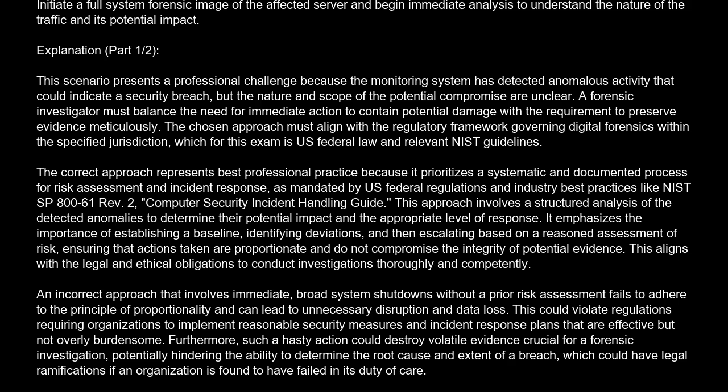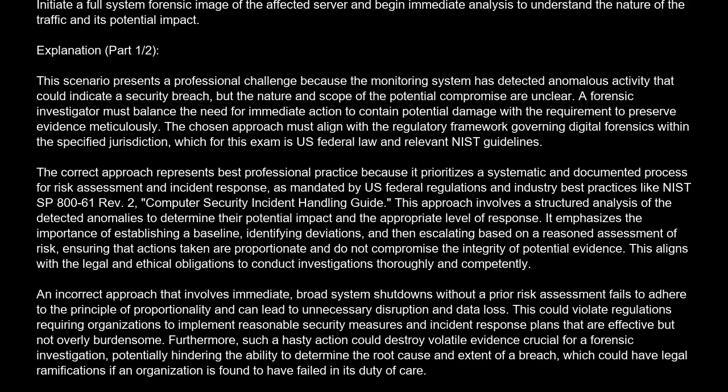Explanation. This scenario presents a professional challenge because the monitoring system has detected anomalous activity that could indicate a security breach, but the nature and scope of the potential compromise are unclear. A forensic investigator must balance the need for immediate action to contain potential damage with the requirement to preserve evidence meticulously. The chosen approach must align with the regulatory framework governing digital forensics within the specified jurisdiction, which for this exam is U.S. federal law and relevant NIST guidelines.